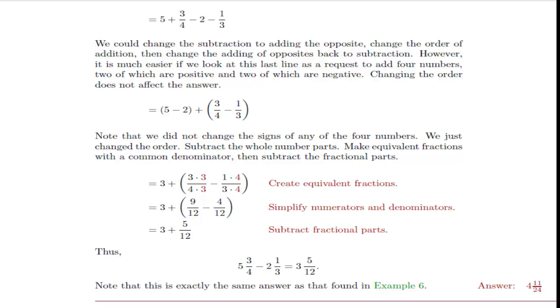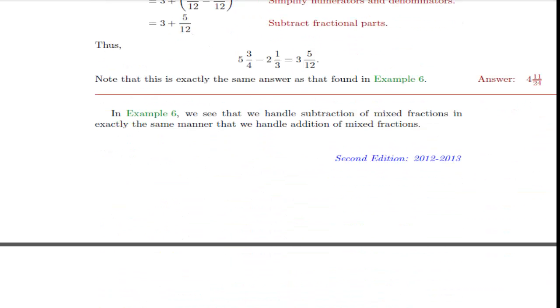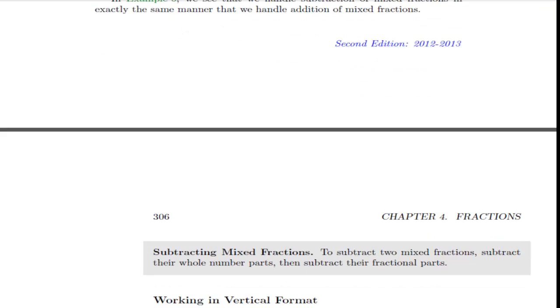Now that we have common denominators, we can just subtract our numerators. 9 minus 4 is 5 to get 5/12. Thus, 5 and 3/4 minus 2 and 1/3 equals 3 and 5/12. Note that this is exactly the same answer as that found in example 6. In example 6, we see that we handle subtraction of mixed fractions in exactly the same manner that we handle addition of mixed fractions.